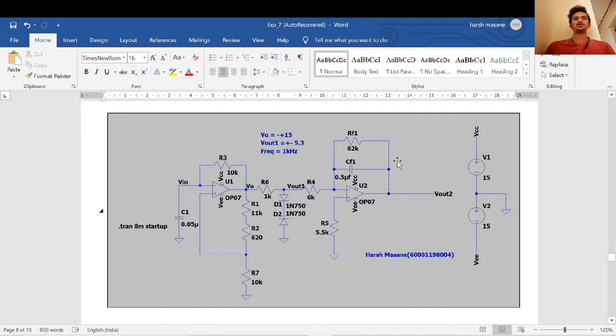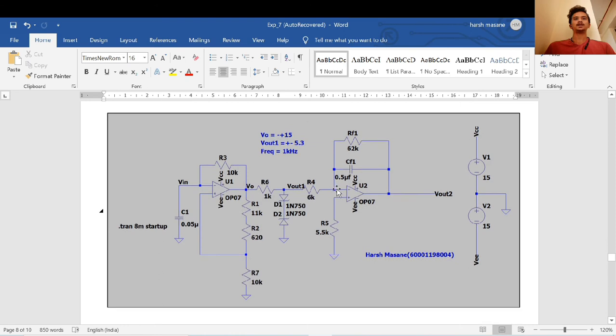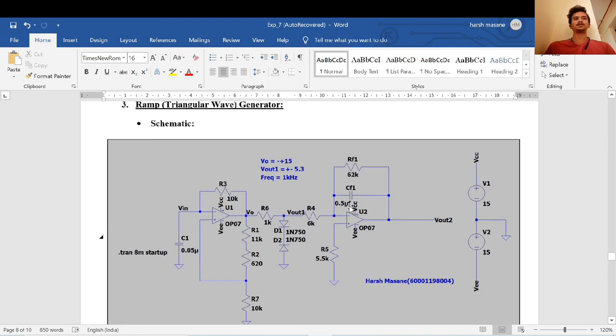Now the next stage will be my practical integrator circuit. As we all know, when we provide a square wave to the practical integrator circuit, we get a triangular waveform. So in this fashion, we can get the triangular waveform. So let's simulate this and see on the LTspice.